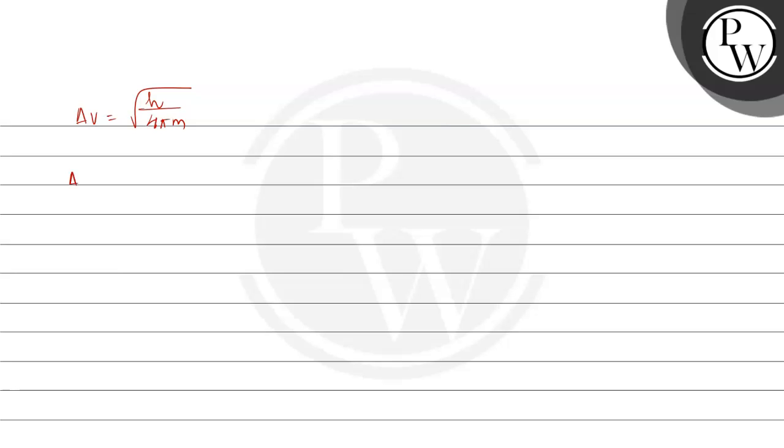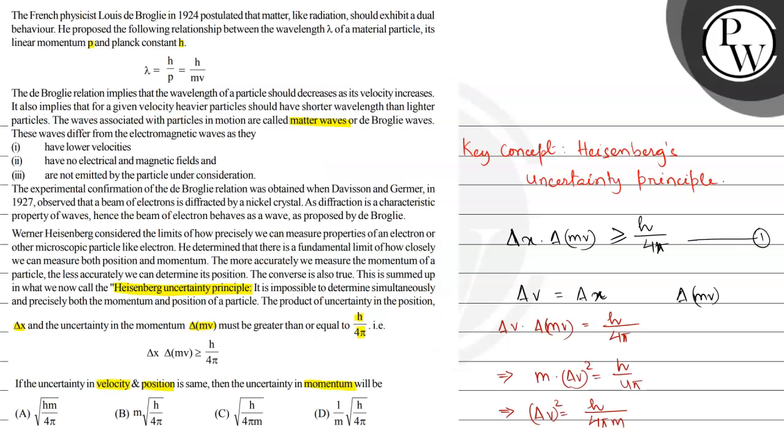Now we have to determine the uncertainty in momentum, delta mv, which is equal to m multiplied by delta v, that is m multiplied by the square root of h by 4 pi m. So here m and m cancel out and m comes up on top. So we have delta p is equal to the square root of mh divided by 4 pi. So this is correctly given in option A. So our correct answer is option number A.